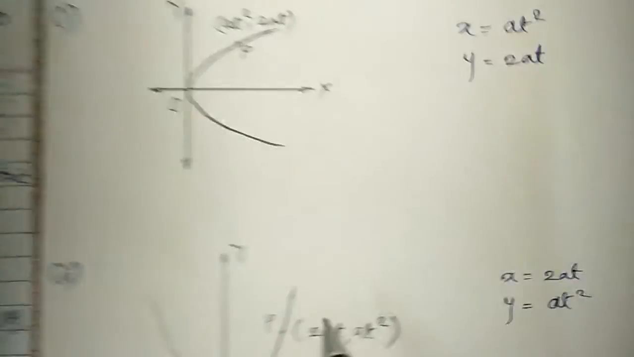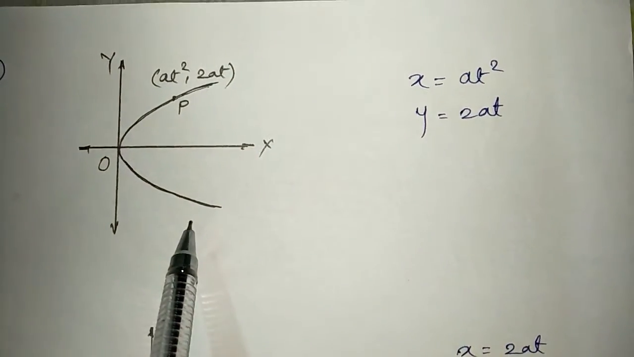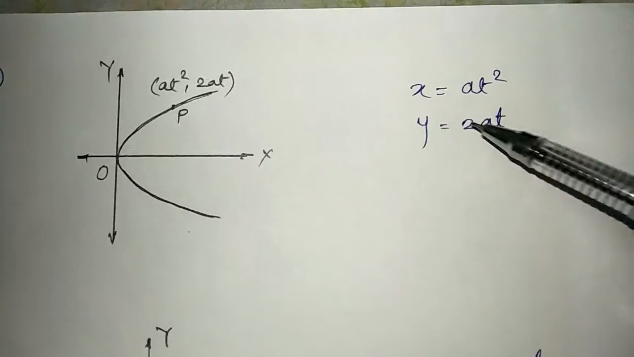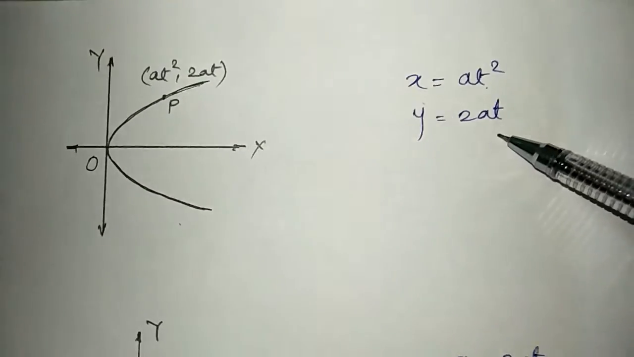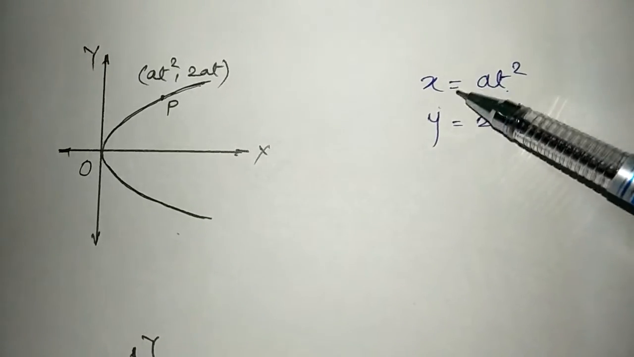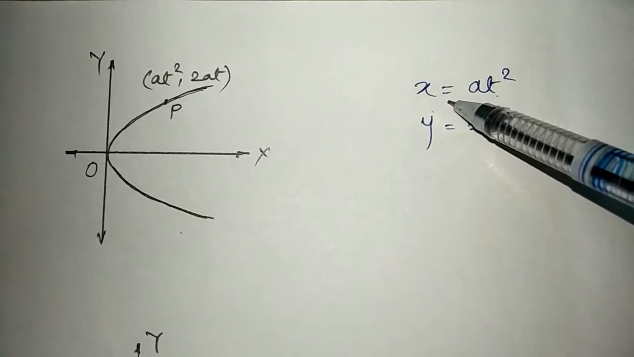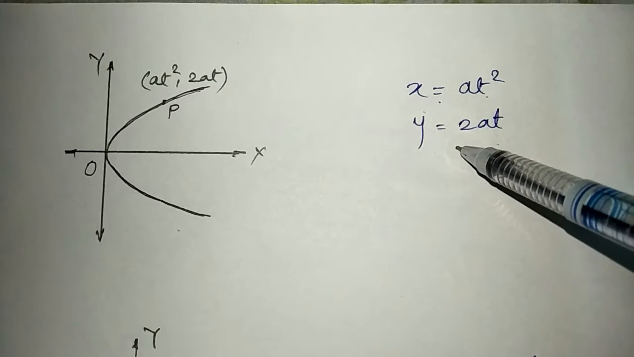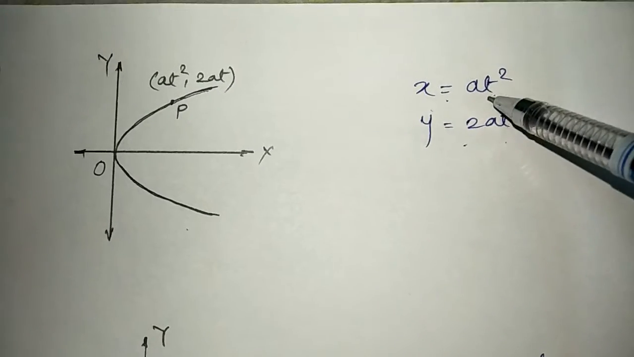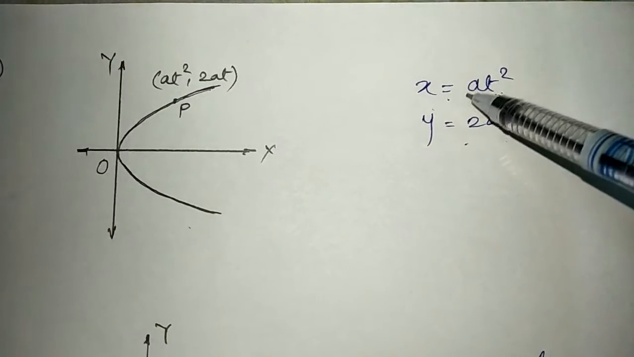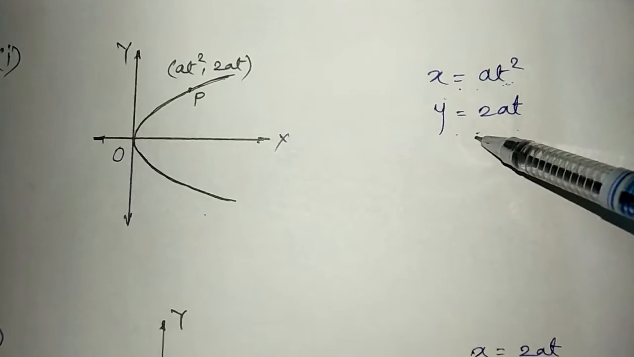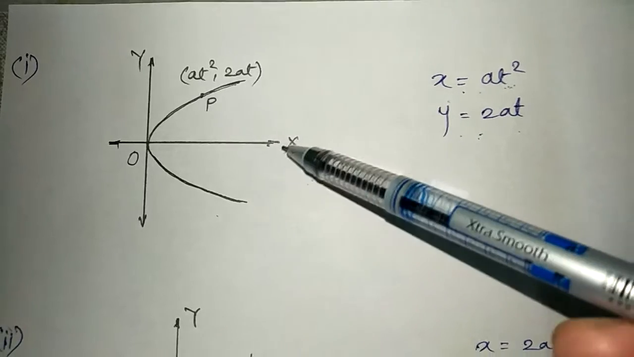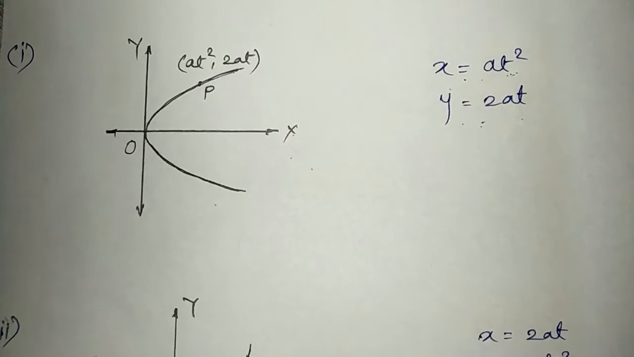Okay, we can see an example. This is the parabola, the parametric equations of which are x is equal to at square and y is equal to 2at. Now this x is an even function, and y is an odd function, because if we replace t by minus t, x will remain unchanged but y will change. We can see from the figure, the parabola is symmetric about the x-axis.